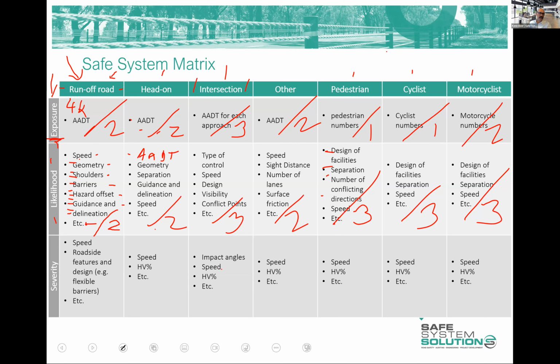So you'll be thinking about the speed and the roadside features. Is it barriers? Is it frangible light poles? Is it trees? Is it big cleared areas? Is it drop-offs? What's the severity going to be? For intersections, you'd be thinking about impact angles and speeds. You sometimes think about the percentage of heavy vehicles, because if there are a lot of heavy vehicles, severity might be higher for those incidents because they've got more mass.